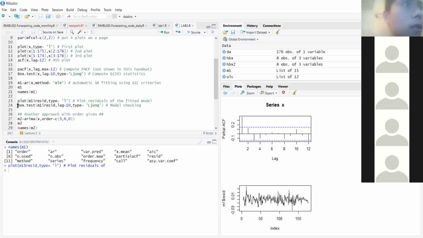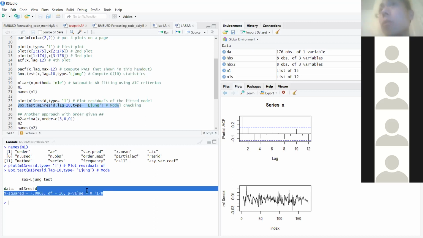Next, going by your naked eyes is not enough. You want to let the computer test if there's autocorrelation in your residuals. So in this case, use the Box-Jenkins test, right? Box test. Again, you can derive this. So what does the Box test give you? The p-value is 0.71. It's a very large p-value, right? That means you cannot reject the null hypothesis that there are no correlations, right? So again, our model is successful.